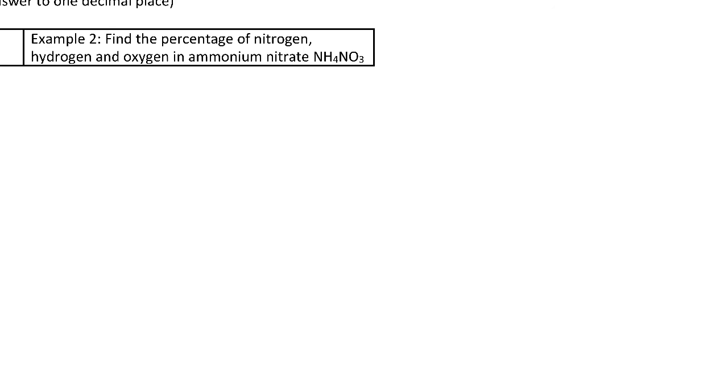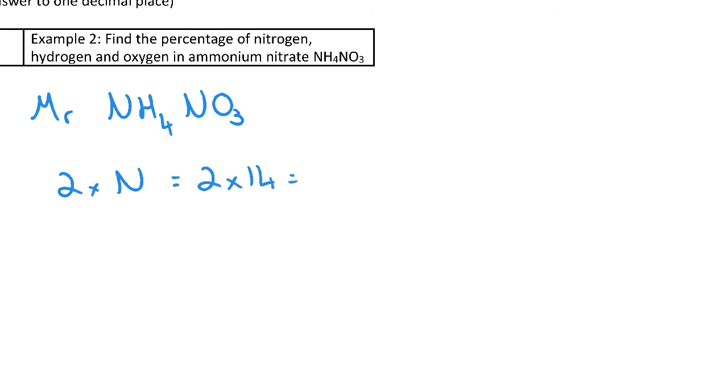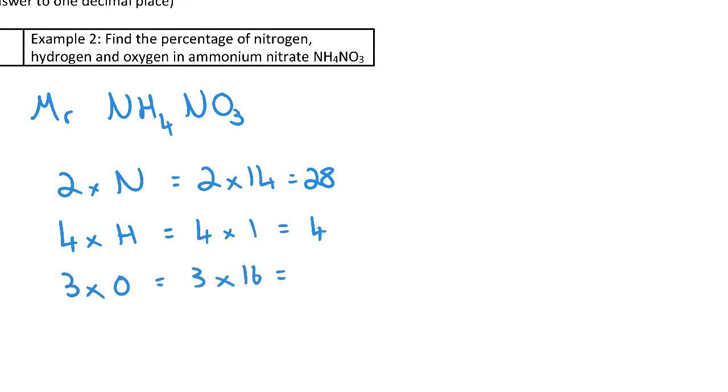It's the same process. Find the percentage of nitrogen, hydrogen and oxygen in ammonium nitrate. My first step is to calculate my MR of my ammonium nitrate, NH4NO3. I have 2 nitrogens, so that's 2 times 14, which is 28. I have 4 hydrogens, so that's 4 times 1, the mass of each hydrogen, which is 4. And then I have 3 oxygens, so that's 3 times 16, which is equal to 48. Adding all those together, 28 plus 4 plus 48 is 80. So that is my MR of my compound, what's going to be on my bottom line.